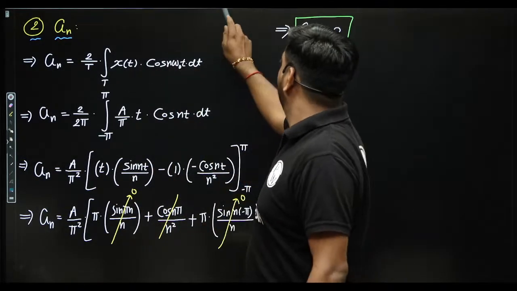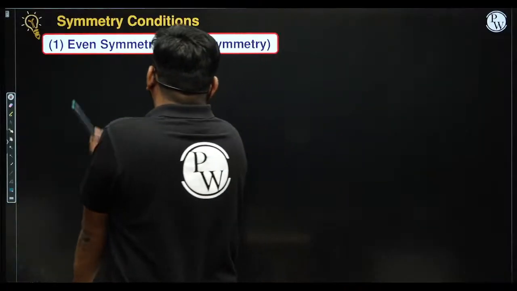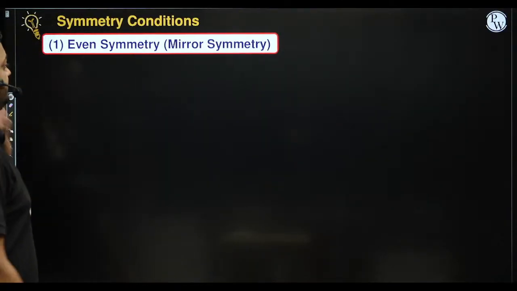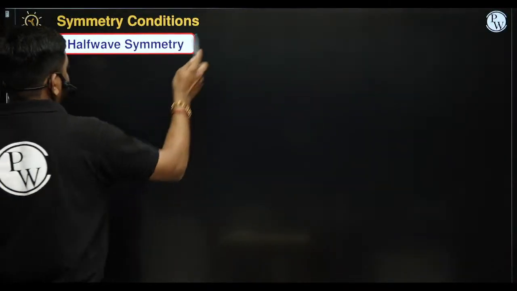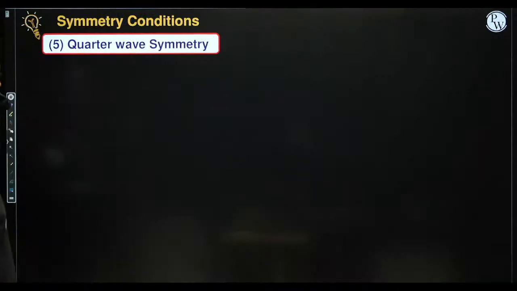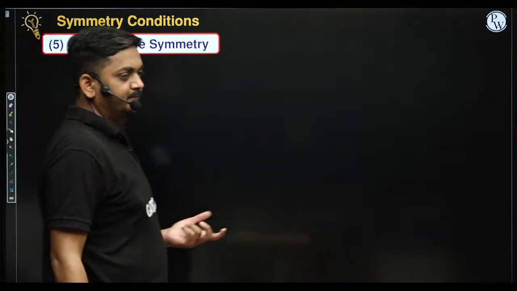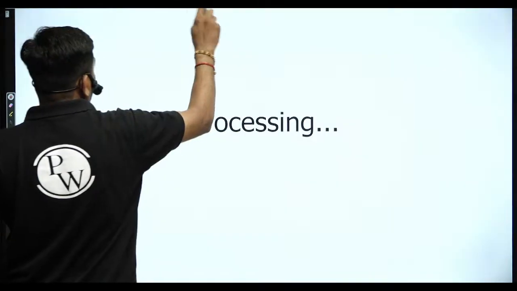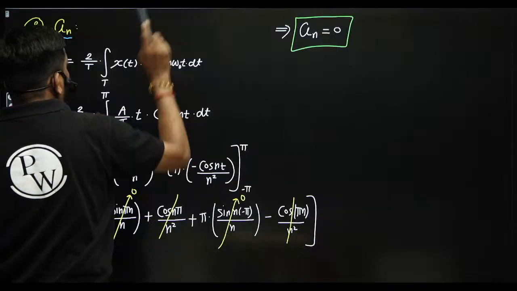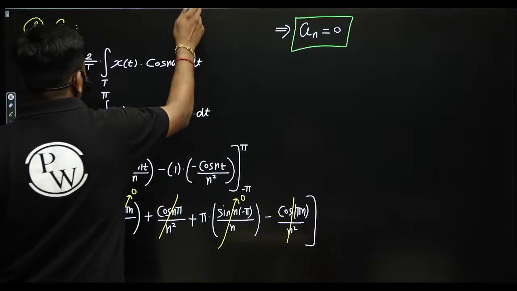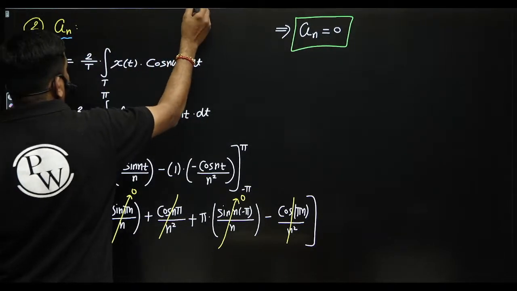See, that is the next topic, knowledge of symmetry, correct? Like even symmetry, also known as mirror symmetry, odd symmetry or rotation symmetry. Then we will see the hidden symmetry, then the half wave symmetry, half wave odd symmetry, half wave even symmetry, and then quarter wave symmetry. So we will study the knowledge of symmetry, which can reduce the work of solving the Fourier series coefficients, okay, but later. And we will solve questions based on this knowledge of symmetry. So here we got an equal to 0. Now next, last coefficient.